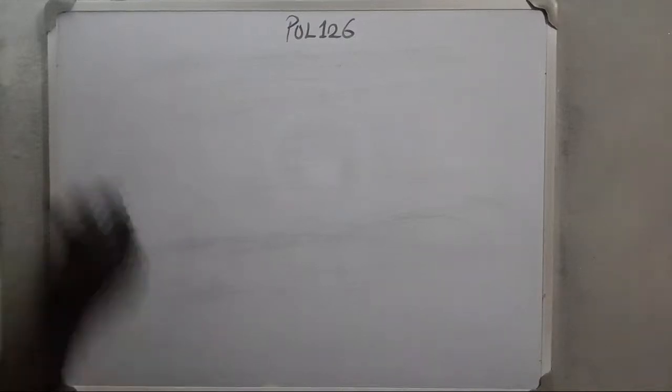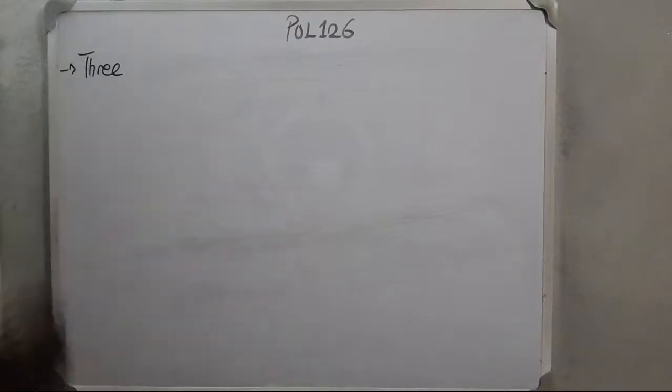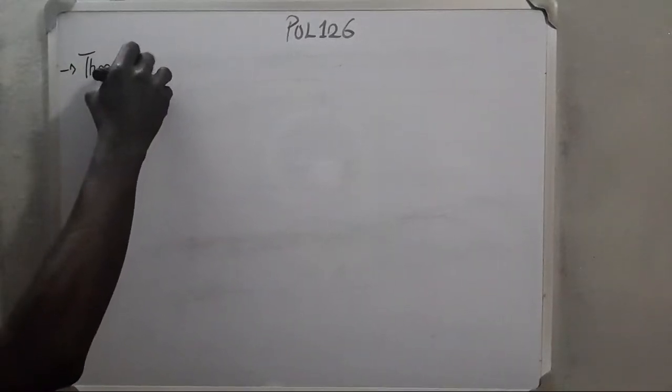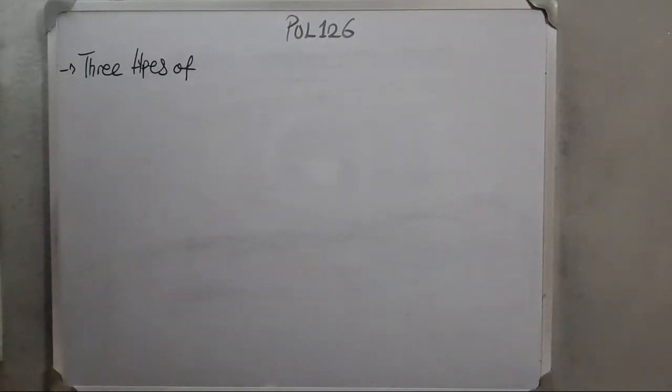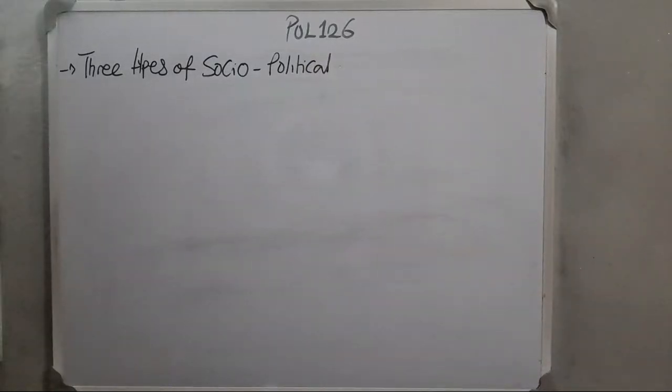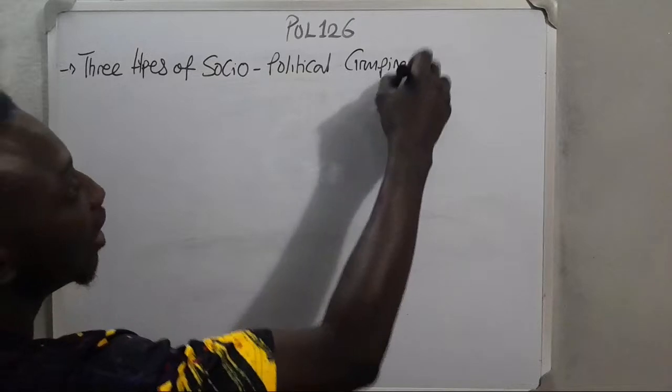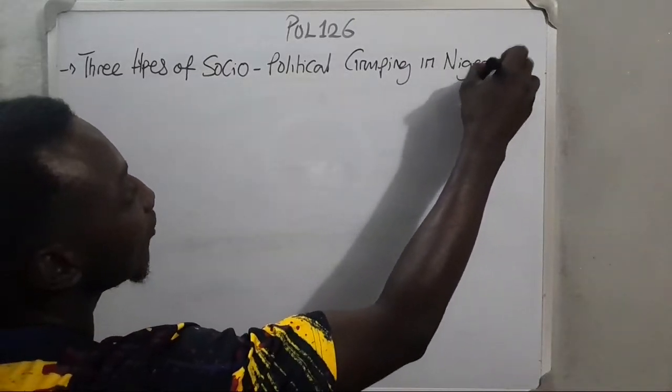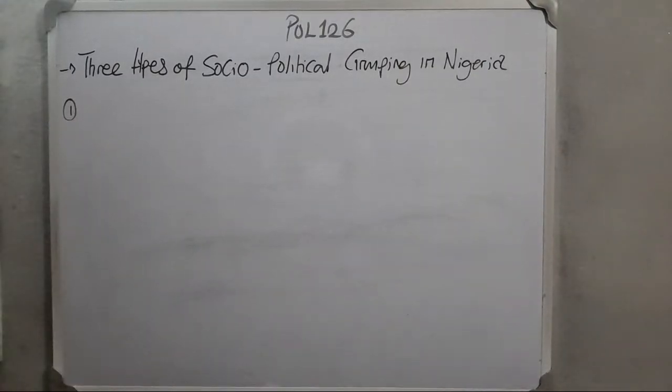So we have three types of socio-political grouping in Nigeria. Now the first one we're talking about, basically when we say socio-political grouping, we are talking about a grouping that comprises of a central state.